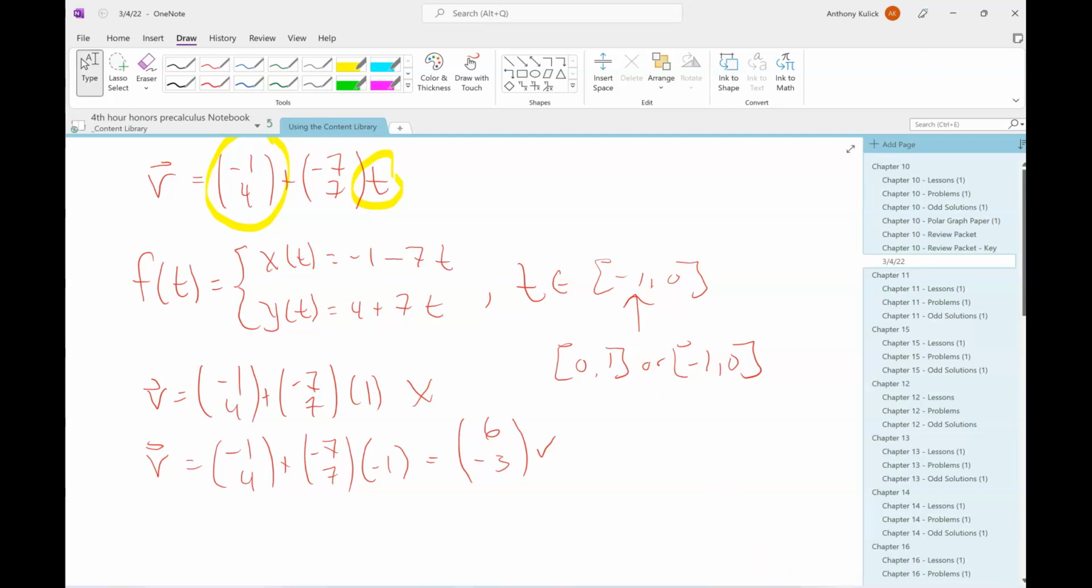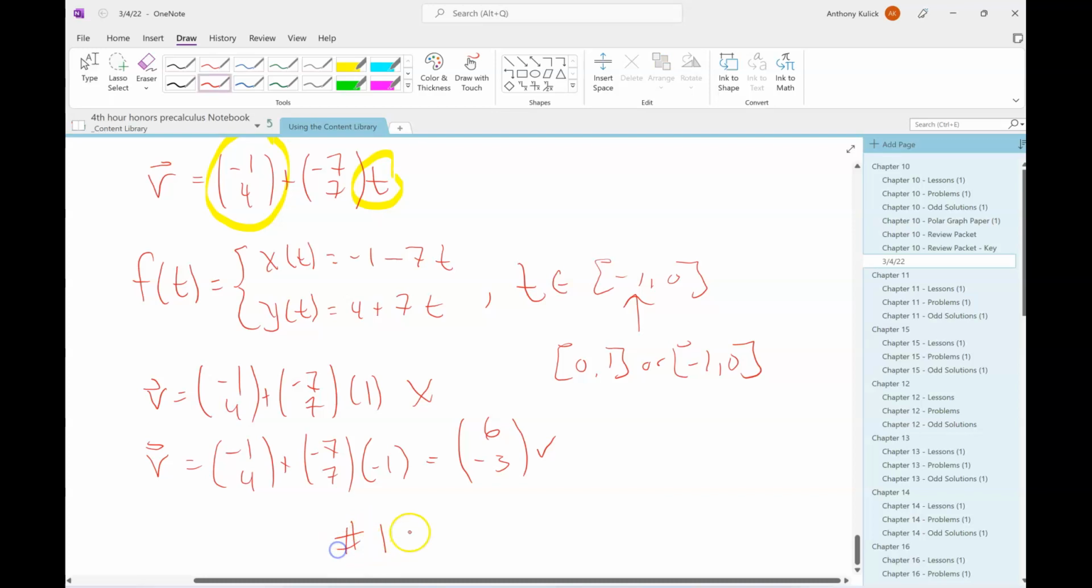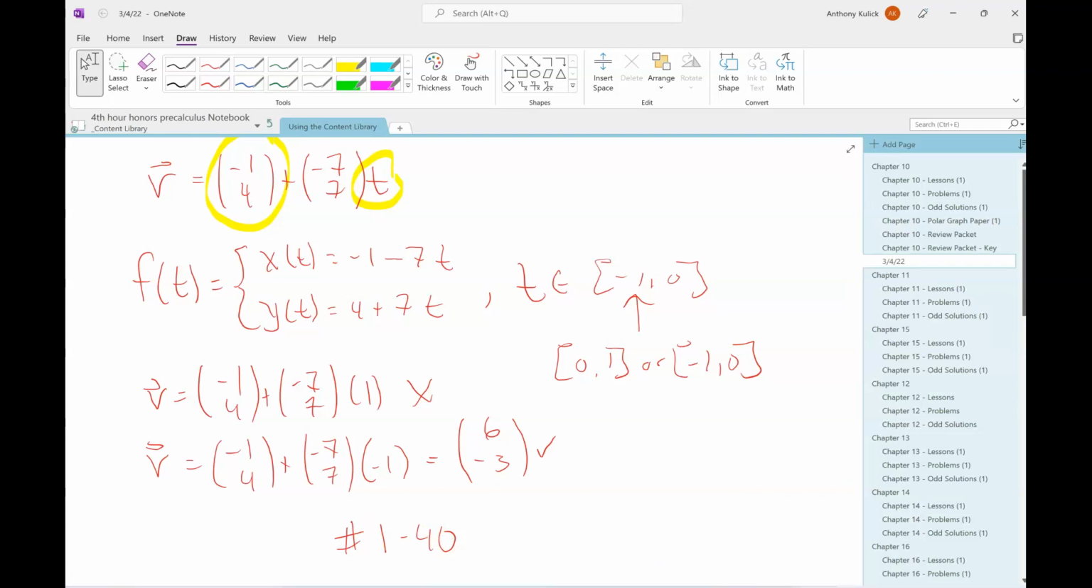You guys should be able to do 1 through 40 at this point. Thank you, Mr. Twine. That'll be due next Sunday. You're welcome. This coming Sunday? No, next Sunday, the 13th. For this Sunday, the only thing we have is the review from last chapter, which you've probably already done.